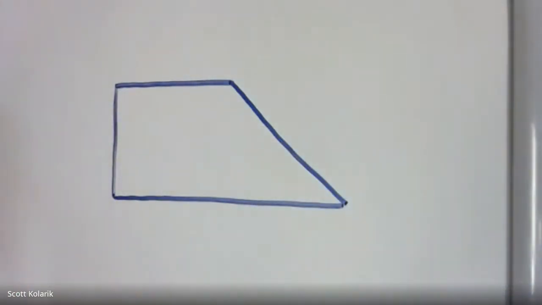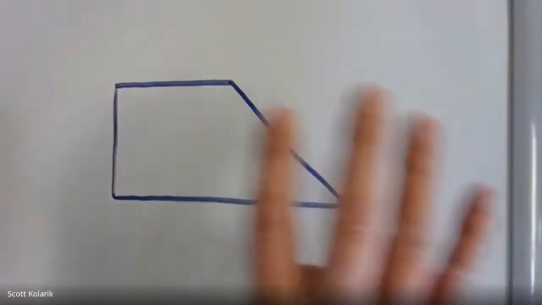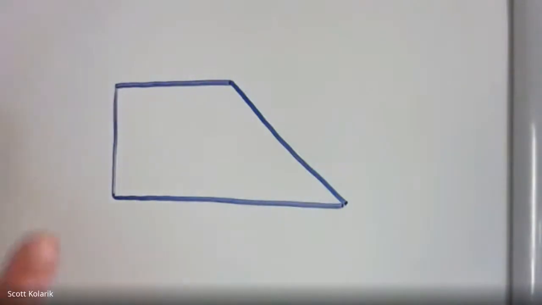It's still a quadrilateral, it's still a 4-sided figure, it's just not a parallelogram, which also means the 4 theorems that we talked about today will not work for this shape. Okay, so let's just walk through them really quickly.